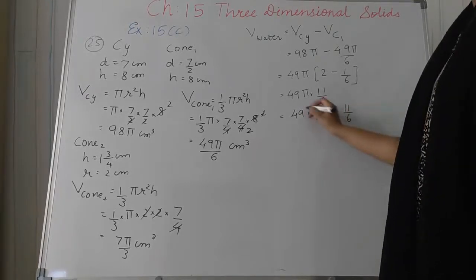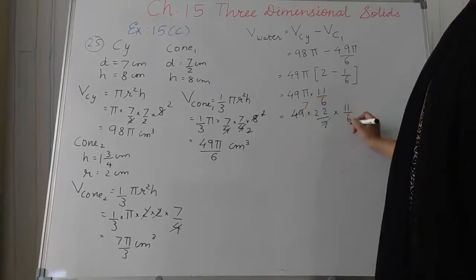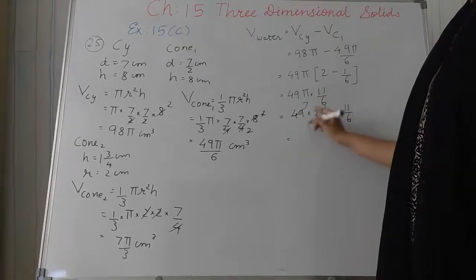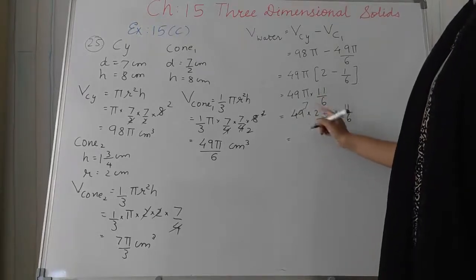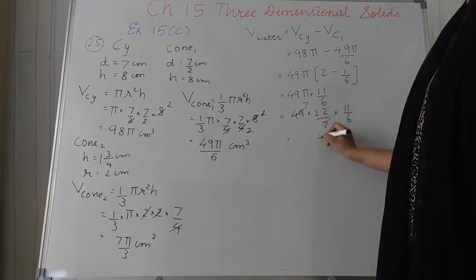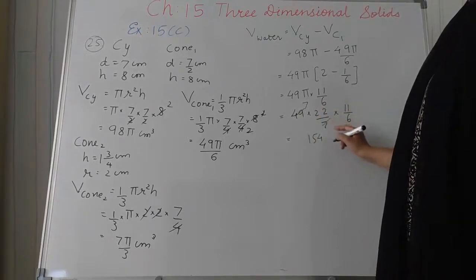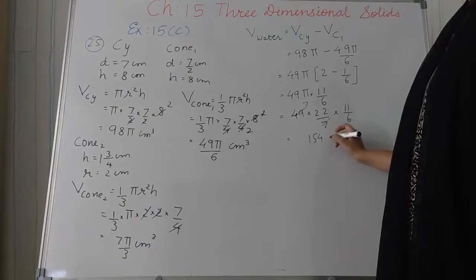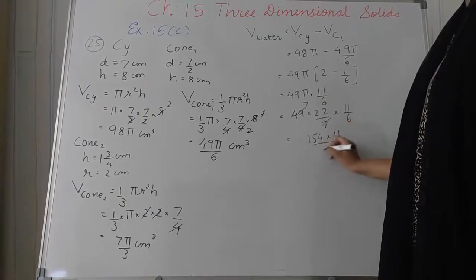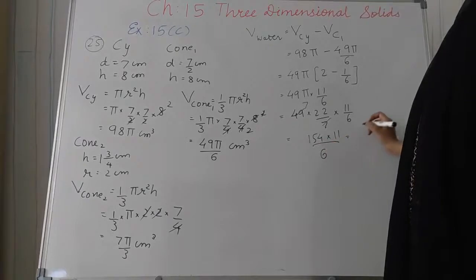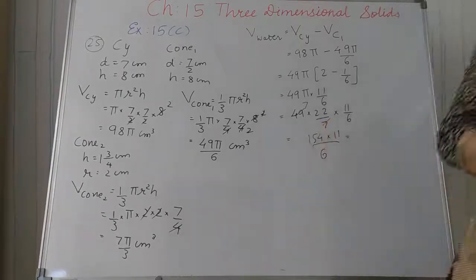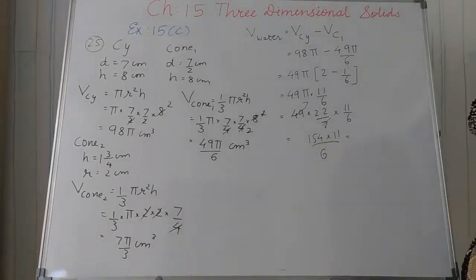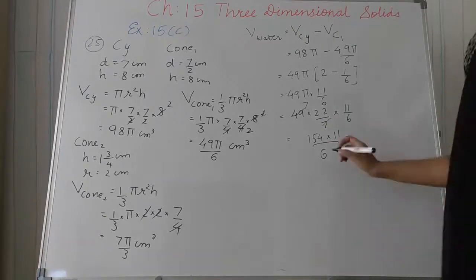So 7 7s are 49. And here we get 7 22s are 154, and into 11 by 6. So that is the final answer of volume of water we have found here: 539 pi by 6.